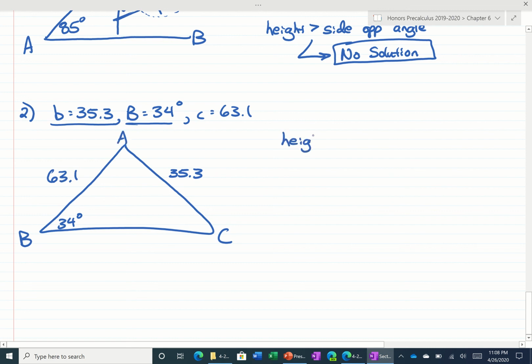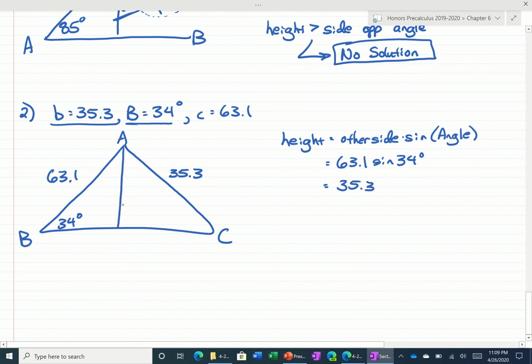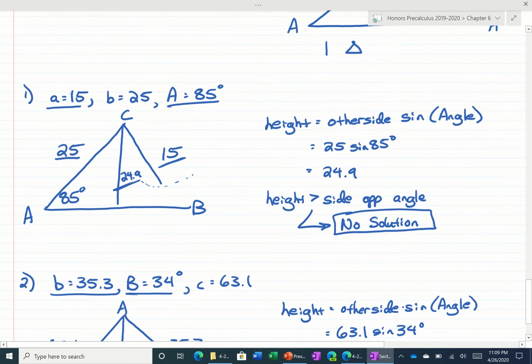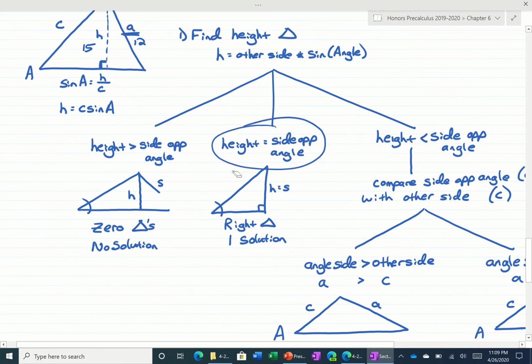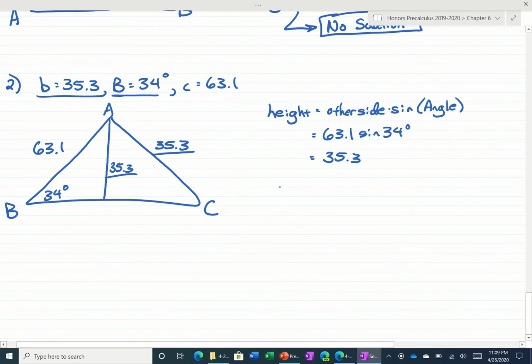First step we do is we find the height. And the height's always the other side times the sine of the angle. In this case, it's 63.1 times the sine of 34 degrees. So 63.1 times the sine of 34 is 35.3. So that means the height is 35.3. Well, that's the same thing as this, right? We always round to the tenths. So if they're the same, looking at our sheet, there's one right triangle. We can go ahead and solve that. So we have one right triangle. So in that case, realistically, it looks like this.